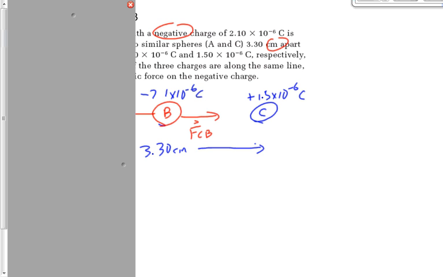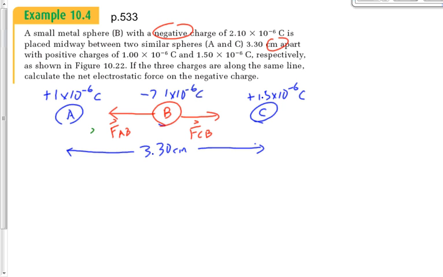Now, call that FCB. If the other one was my FAB force, then this is my force, FCB, to the right. Now, there is a force acting on object C that's pulling it towards object B, but that's not the question. The question says, what's the force on the negative charge or the force on object B? All right, what do you think the next step is going to be? I'll give you a hint. The next step is the easy part.